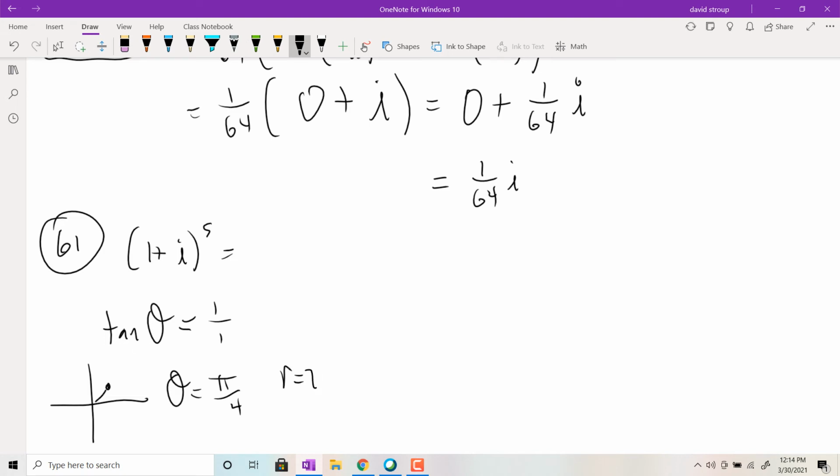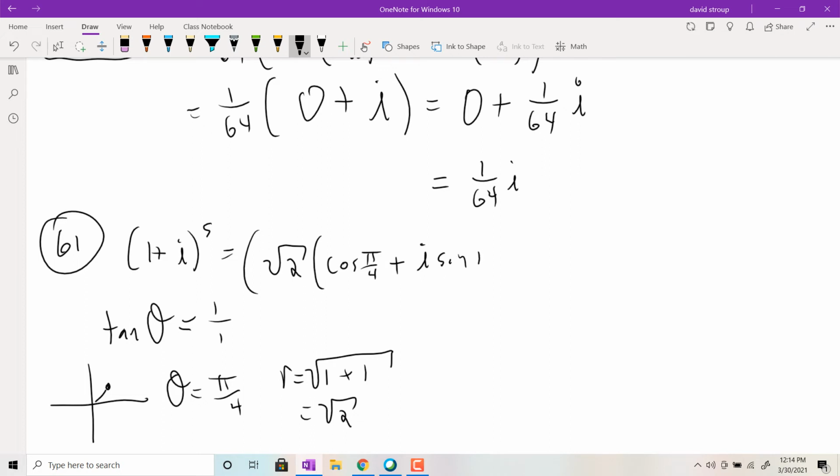The modulus r is going to be 1 squared plus 1 squared, which is root 2. So this will equal the modulus root 2 times cosine of pi over 4 plus i sine of pi over 4, all this raised to the 5th power.